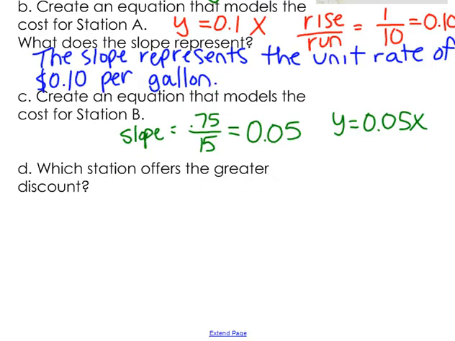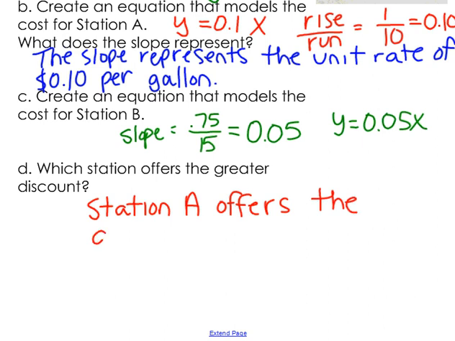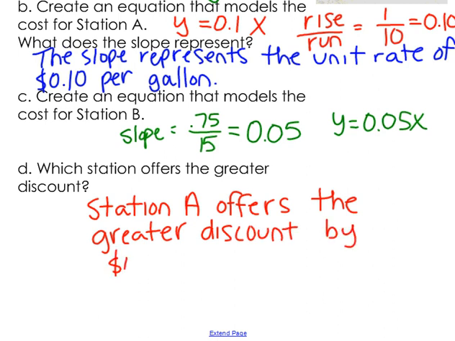So on part D, we could say station A offers the greater discount, and we'll be really specific and say by 5 cents. So you're going to save an extra 5 cents per gallon if you go to station A.